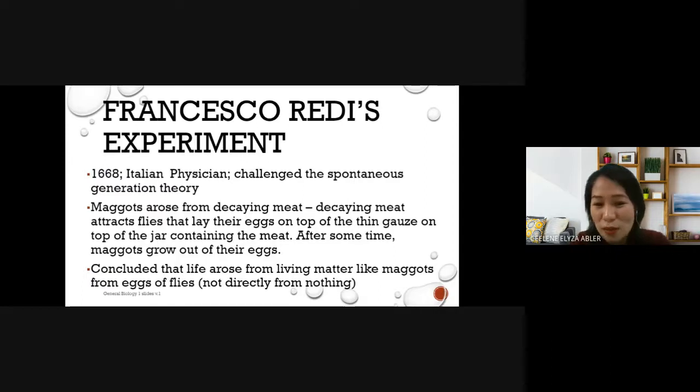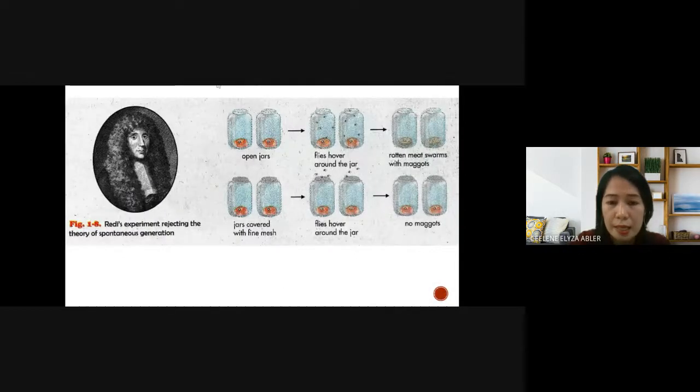Because of this old theory, his conclusion was that life rose from living matter. Like, the maggots came from the flies that feed on the meat. Okay, so this is the experimental setup that he did. He has two experimental setups. He has open jars and jars that are covered with cloth or a fine mesh.